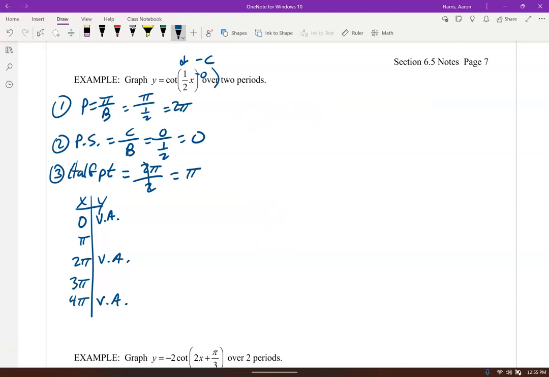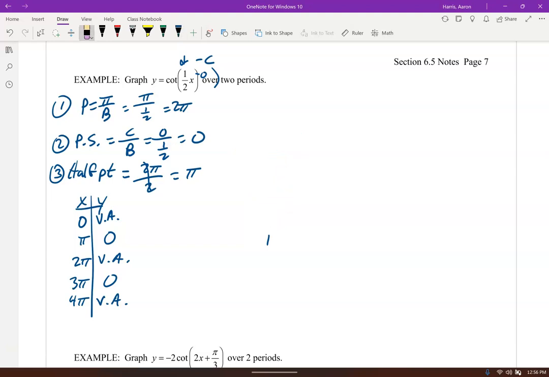And we'll plug in the pi as well. So we got cotangent of pi halves, that'll end up being cosine of pi halves over sine of pi halves. Well, the cosine of pi halves is 0, sine of pi halves is 1, so I get 0 over 1, which is 0. Same thing with the 3 pi halves, that'll end up being cosine of 3 pi halves over sine of 3 pi halves, 0 over -1, which is 0.